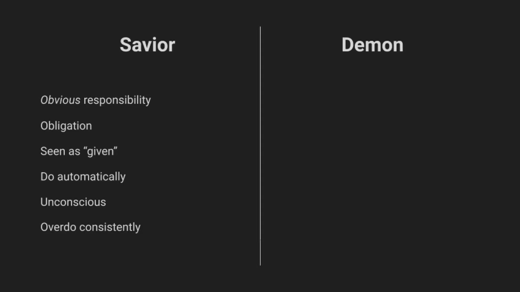We don't simply take someone's words at face value. We instead look for consistent patterns of behavior. Recognizing these patterns of behavior is a very tricky and nuanced thing. A savior is what someone regards as their obvious responsibility. It's their obligation and what they see as given. It's what they automatically do. It's not what they merely talk about, it's what they actually do. But they might not even be aware of it because it's so automatic. And they might even claim that they don't like it if you ask them directly. But it's also what they consistently overdo.